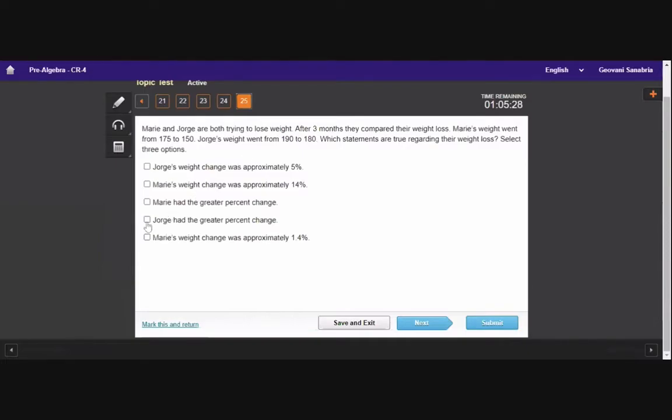George had a greater percentage, right? Just from the numbers itself, because he lost 15 pounds, she lost 10. Well, wait, Marie's weight went from 75 to 50. Yes, it's big. Marie had a greater change, yeah. There we go.